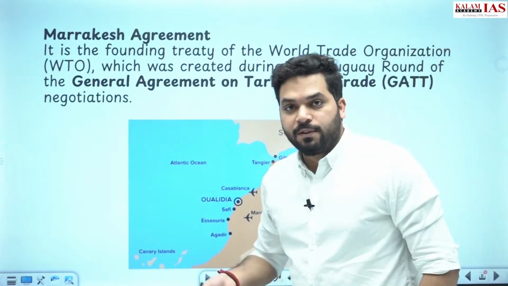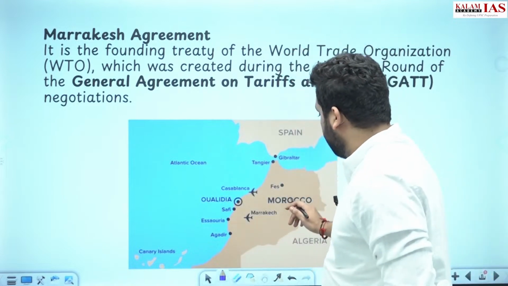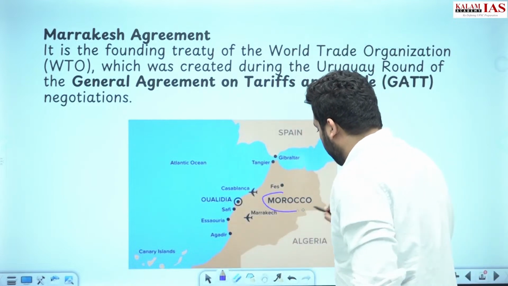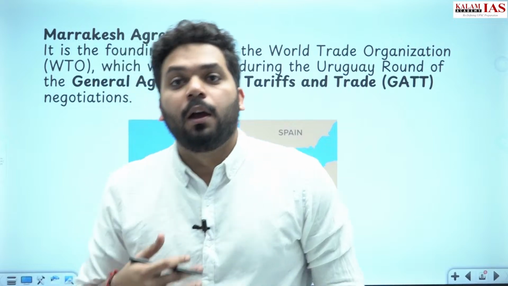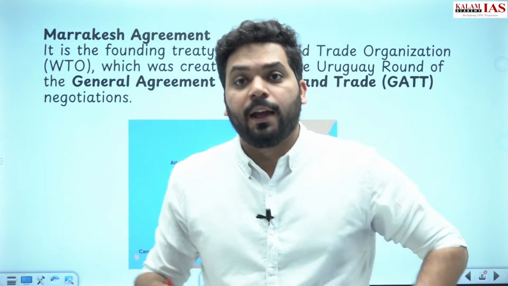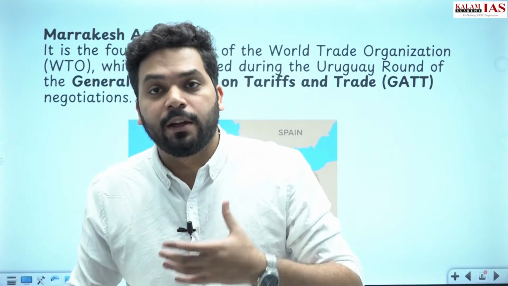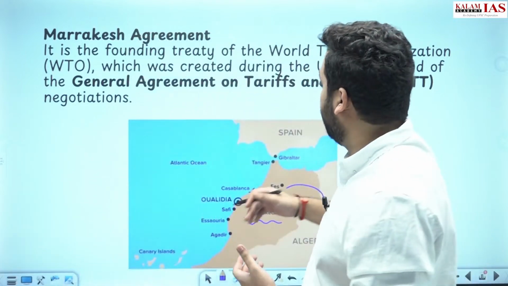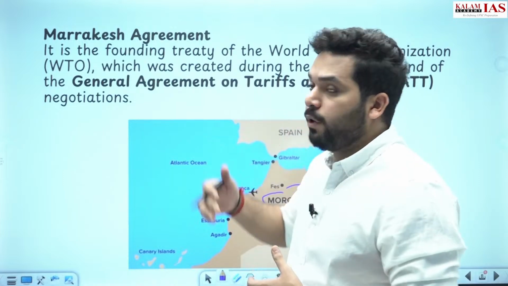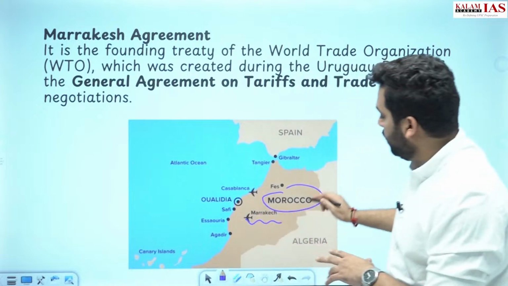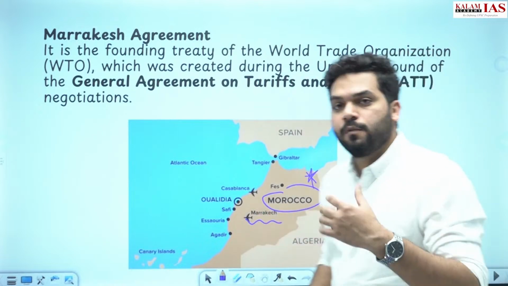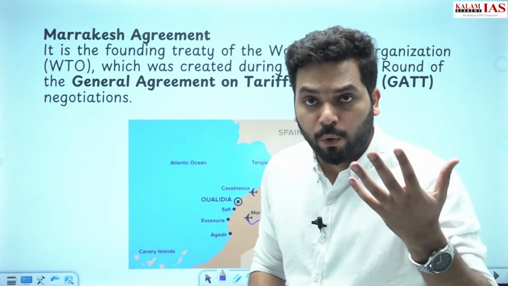Another important place in Africa is a city in Morocco: Marrakesh. We come across it while preparing for UPSC, when we prepare economy, we read about the World Trade Organization, how it came into being, the Uruguay round of talks, and the Marrakesh Treaty of 1994, 1995, which actually led to the establishment of the World Trade Organization. Marrakesh is in Morocco. This is something which you should know.